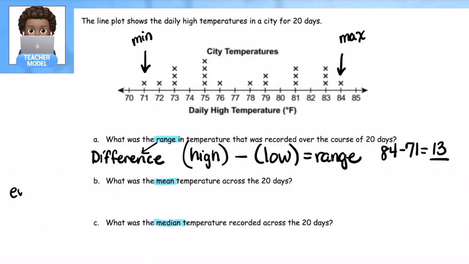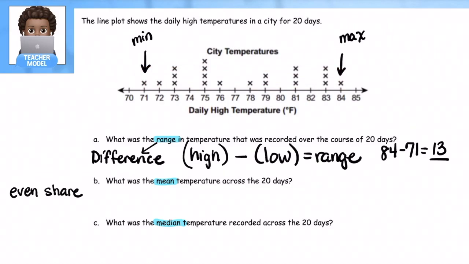And the mean is an even share. In other words, if I took all of these numbers, added them up together, and then spaced them out so that everyone had the same. How do I do that? So there are 20 numbers here.